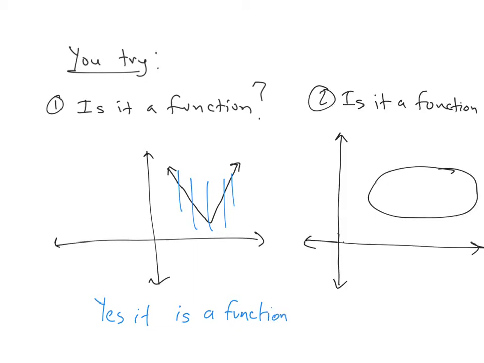All right, we'll look at the second one here. Is that oval on the right a function or not? I can draw a vertical line that passes through the oval in two different places. So because of that, no, it's not a function. So hopefully we understand the vertical line test. That's one of the two main concepts we're trying to learn today.